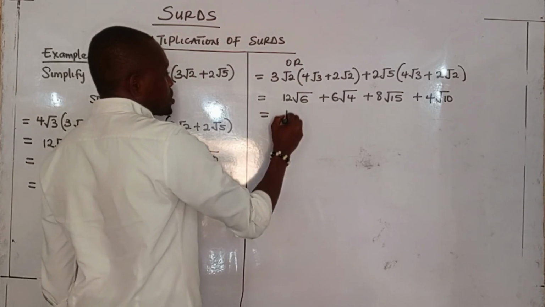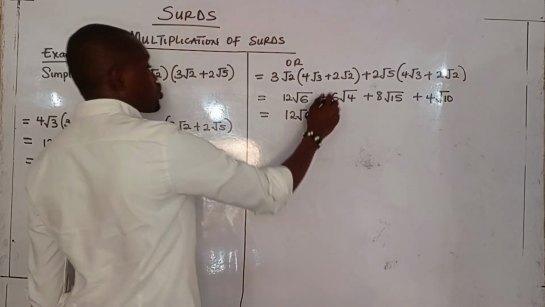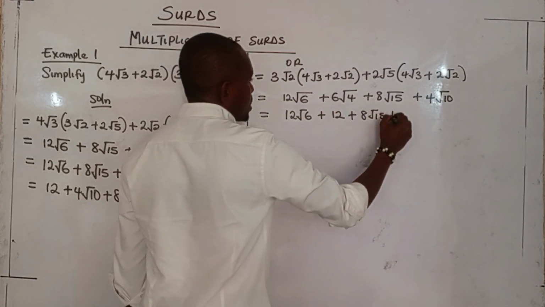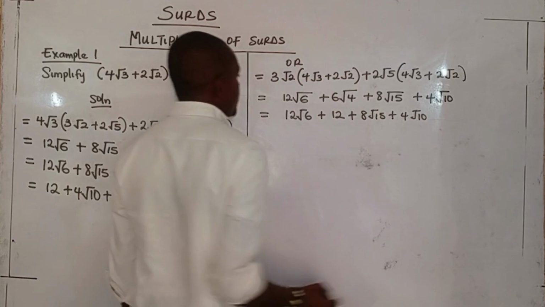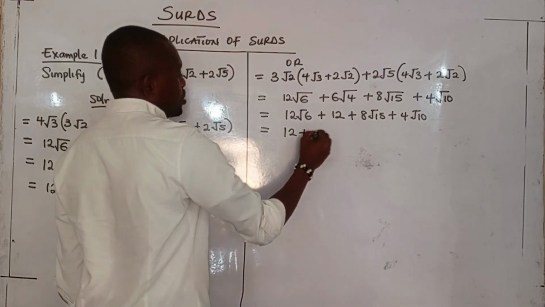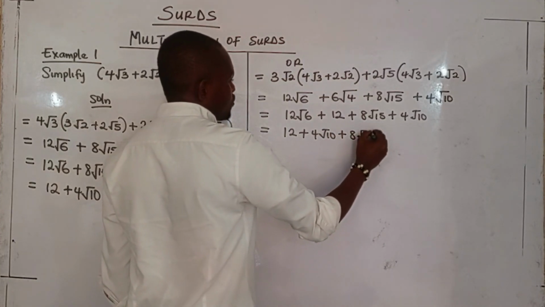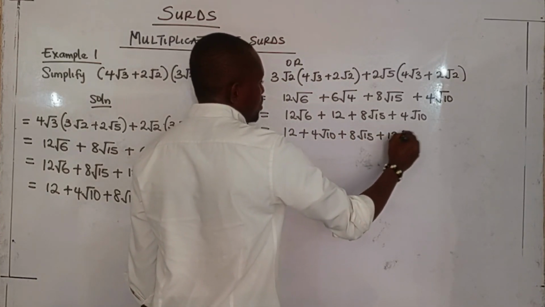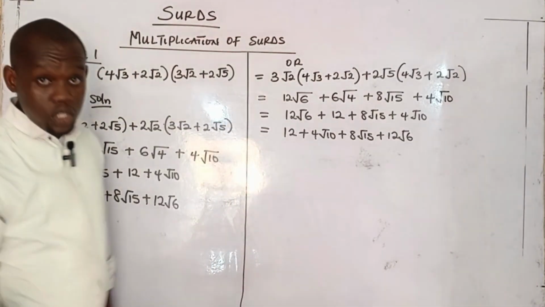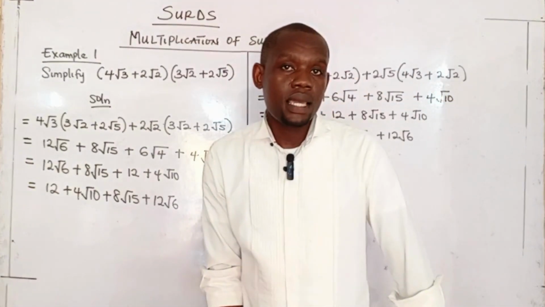So if you also look at it, you are going to have 12 root 6 plus, now the square root of 4 is 2. So 2 times 6 will give us 12. So we are going to have 8 root 15 plus 4 root 10. So if we proceed to rearrange, we are going to have 12 plus 4 root 10 plus 8 root 15, then plus 12 root 6. So you discover that whether you use the first bracket or the second bracket to multiply the other, you are still going to get the same answer.